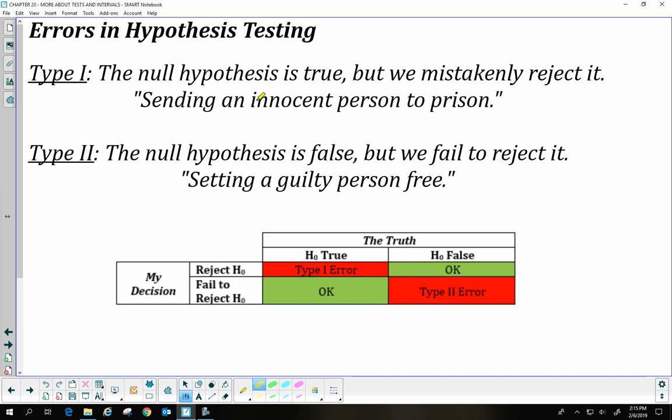This is just a nice little table you might put in your notes just as a check as you're working through this. If we reject the null hypothesis, but it's actually true, that's our type 1 error. If we reject it and it's actually false, we're okay, we did the right thing. If we fail to reject it and the null hypothesis was true, that's good. If we fail to reject it and the null hypothesis was false, then that's a type 2 error. Now, most of the time, we're not going to know if we made that error.